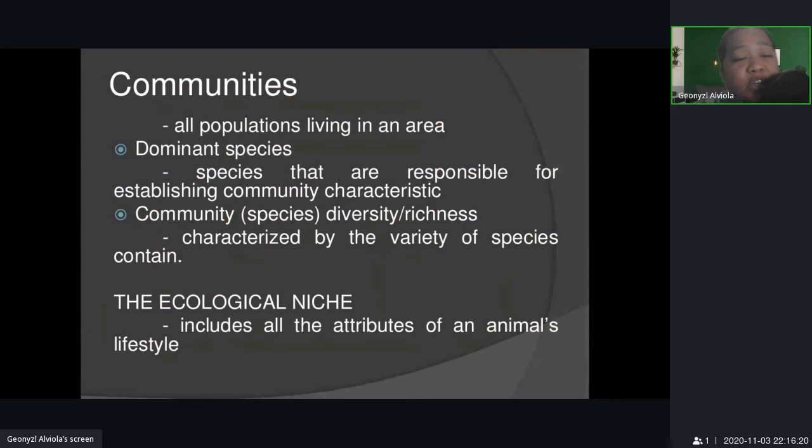Now, what is an ecological niche? This includes all the attributes of an animal's lifestyle. This is the natural habitat of the animal. For example, your natural ecological niche is your home. And when you transfer to another home, that is already a different niche for you, and sometimes you might feel uncomfortable.